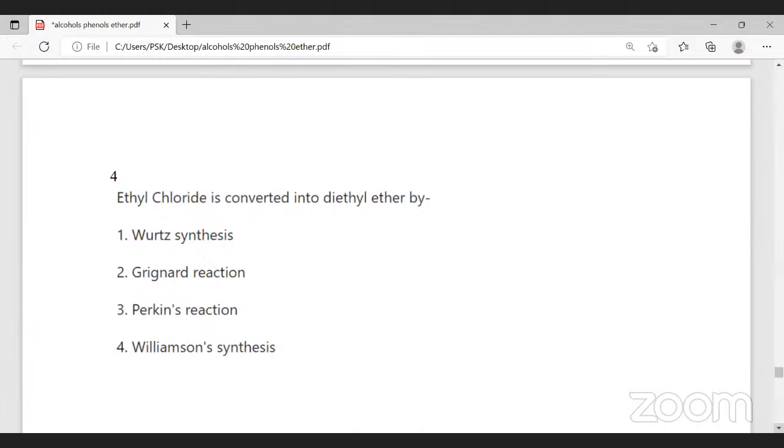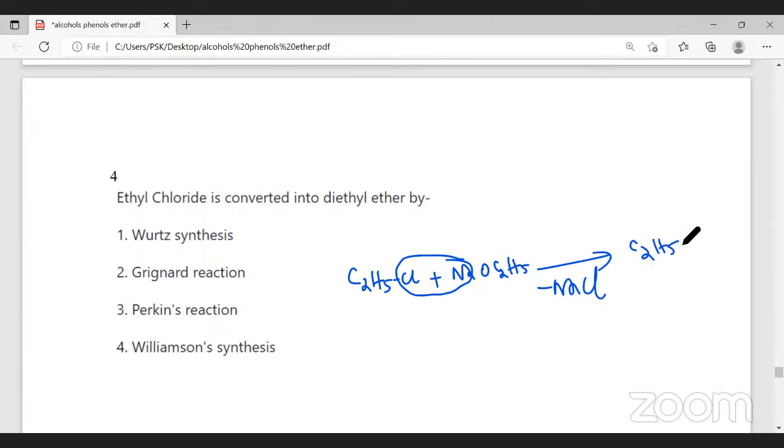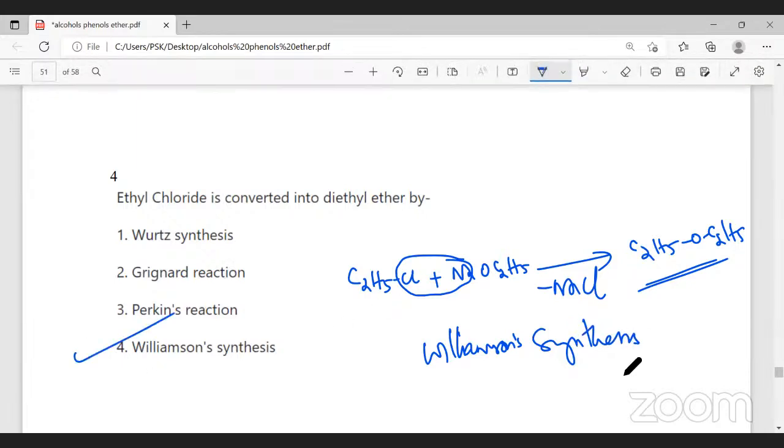The next question. Ethyl chloride is converted to diethyl ether by Wood's reaction, Grignard reaction, Perkin's reaction, or Williamson's. So ethyl chloride is C2H5Cl, and this is allowed to react with sodium ethoxide. NaCl gets eliminated, and you have C2H5, O, C2H5, diethyl ether. This reaction is called Williamson's synthesis. So the answer for this question is option 4.